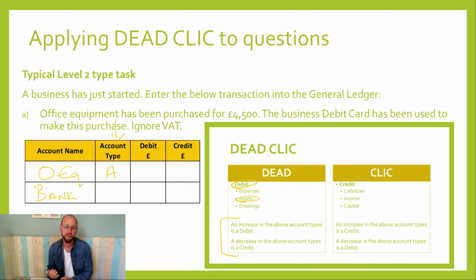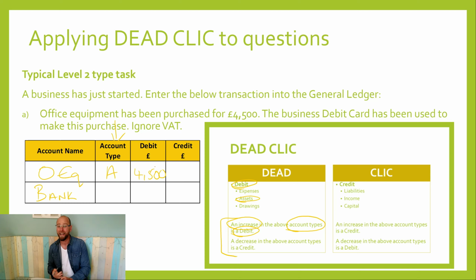Because it's new office equipment that we're purchasing, that means we're going to be increasing the account type, which is a debit. So we know because it's new office equipment, it's an asset. When we increase an asset, it's going to be a debit. So we debit £4,500.